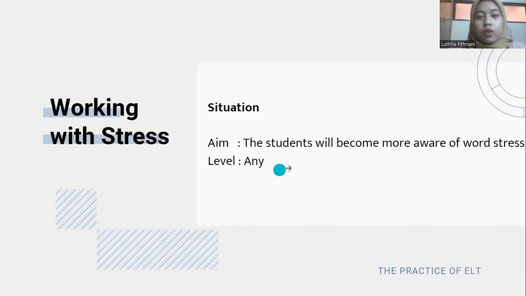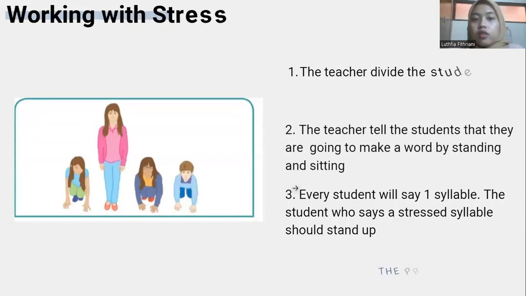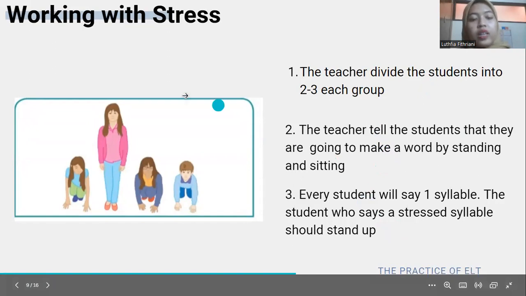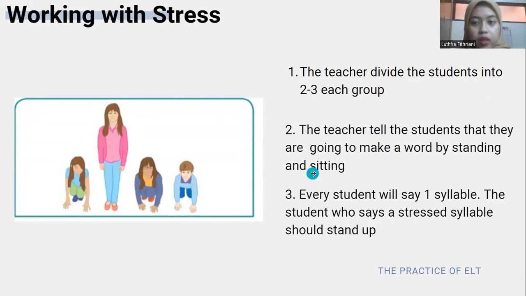The purpose of the lesson is that the students will become more aware of word stress, and we can implement this activity with any level of students. And here are the steps. First, the teacher divides the students into groups of two or three. And then the teacher tells the students that they are going to make a word by standing and sitting. Every student will say one syllable. The student who says a stressed syllable should stand up. And this is the example.